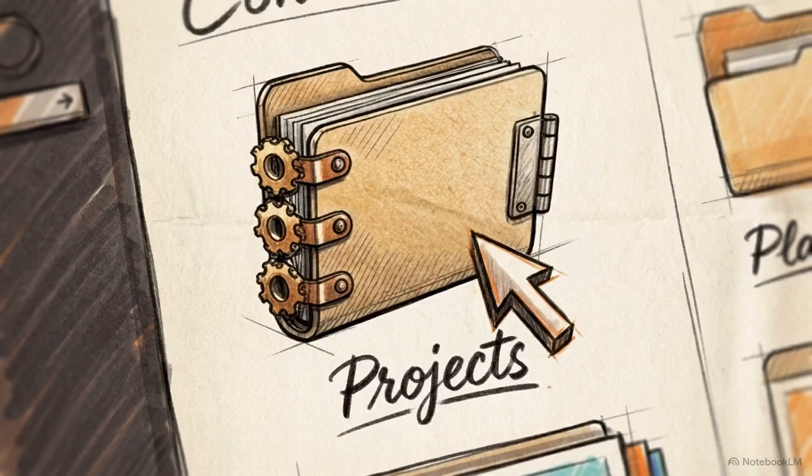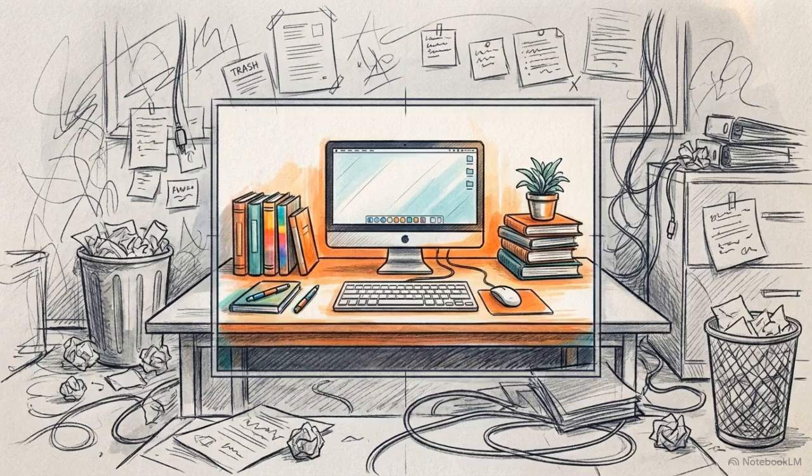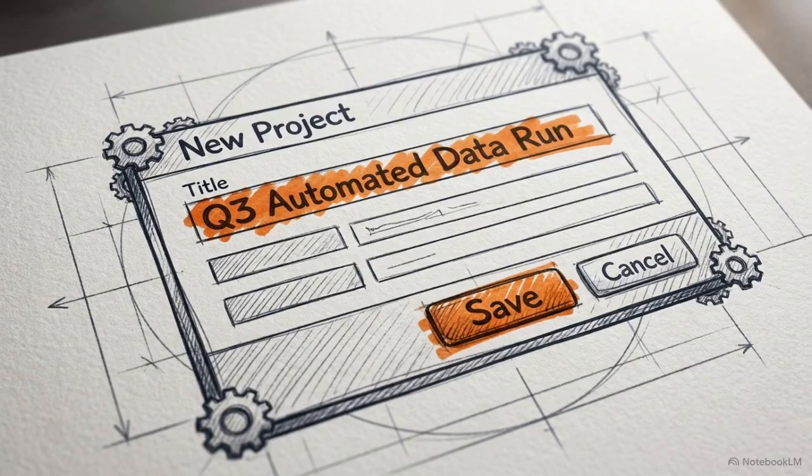Now we will integrate that framework into a project workspace. Think of a project as an isolated, specialized environment created for a specific, recurring part of your job. Select the projects icon and create a new workspace. Title it based on the specific operation you want to automate, such as quarterly revenue reporting.